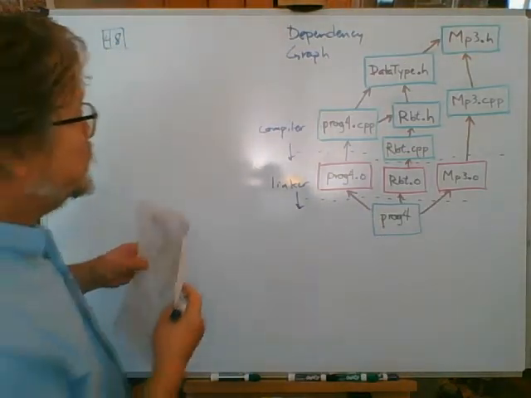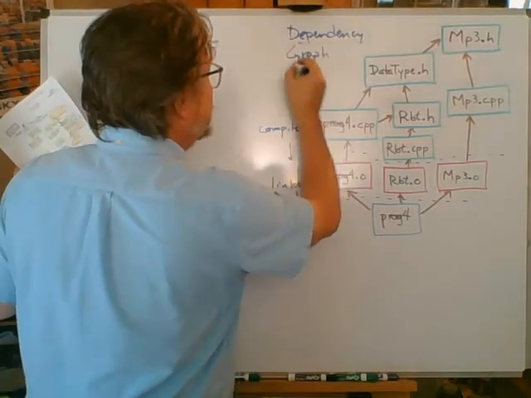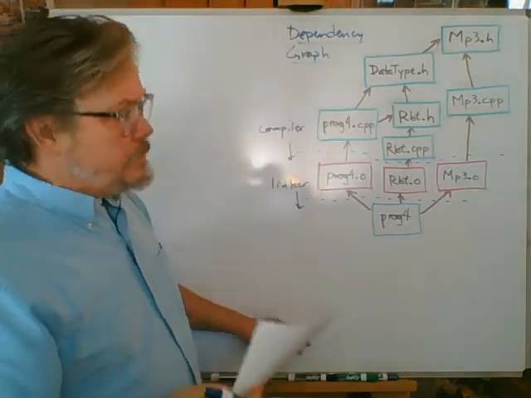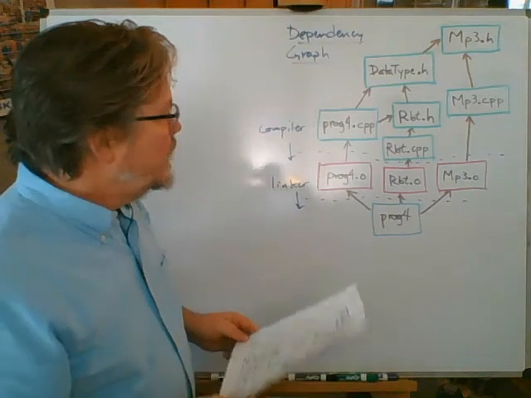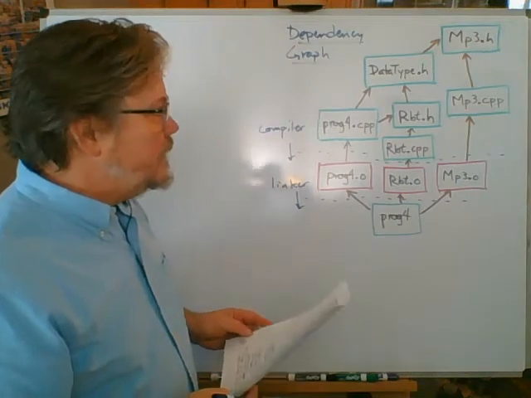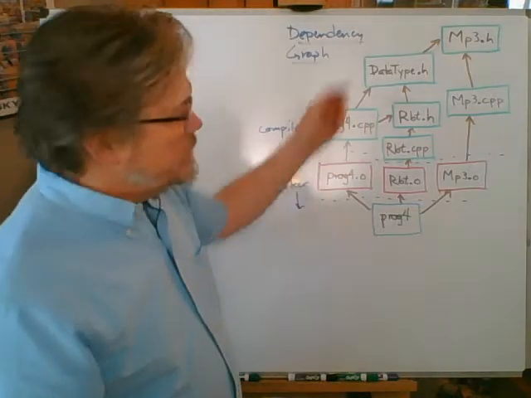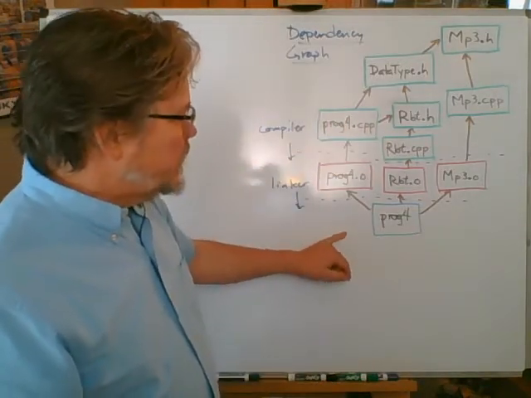Okay, so there's our dependency graph that shows how all these different life stages of all of these different source code files fit together. What do the arrows mean then? Well, I'm going to start at the bottom. Since I started at the top last time, I'll start at the bottom this time.